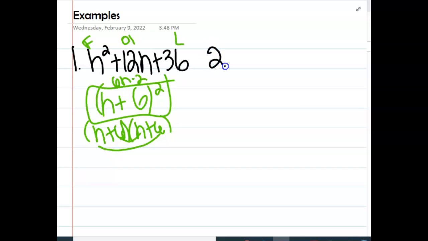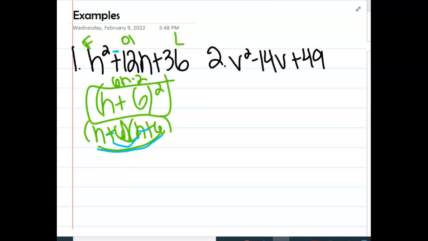Yes, Paul? It's always going to be that middle sign that you drop down. Good question. Because if I change this to an h minus 6 and an h minus 6, that would be a negative 6h, and a negative 6h would make that a negative 12h. Yeah, so that sign will always match. Good question. Okay, number 2, let's do v squared minus 14v plus 49.